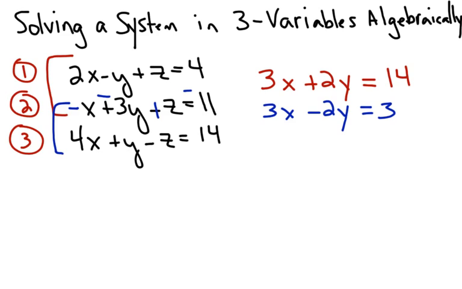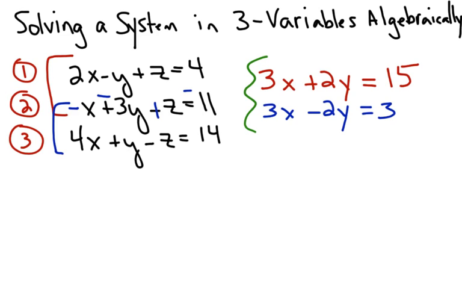All right, so now I have a system in 2 equations, which I do know how to solve. Of course, I have to go back 1 second. Sorry about that. That was not 14. That should have been 15. 4 plus 11 is 15. All right, now I'm going to solve this system in 2 variables using elimination.